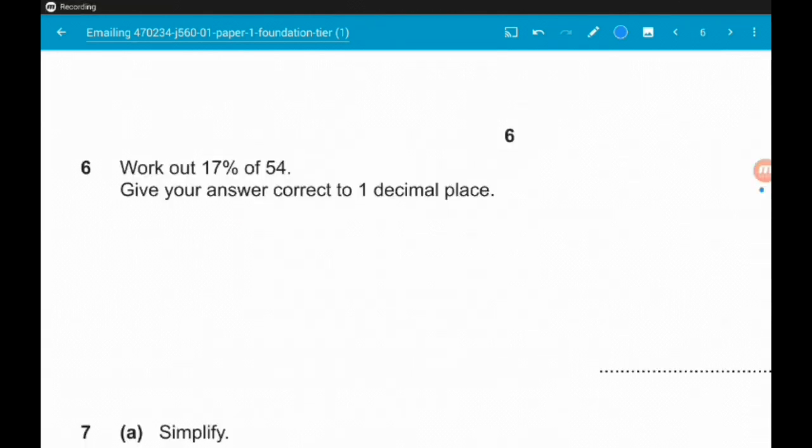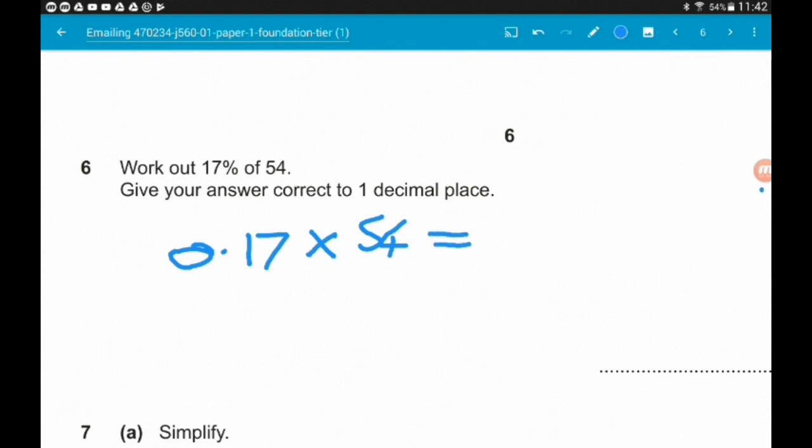Question 6 wants us to work out 17% of 54, giving our answer to 1 decimal place. Don't faff around doing this without a calculator, because it's a calculator paper. The way I've always done this is to use decimal equivalents. 17% is the same as 0.17, and you multiply that by the number, so times 54, and you will get 9.18, which to 1 decimal place is 9.2.